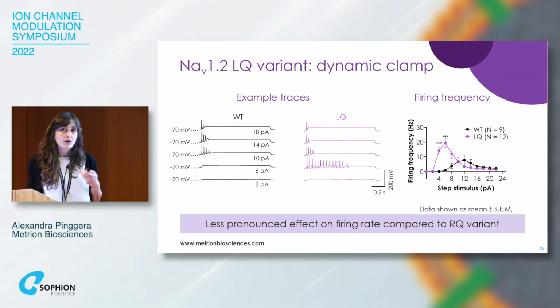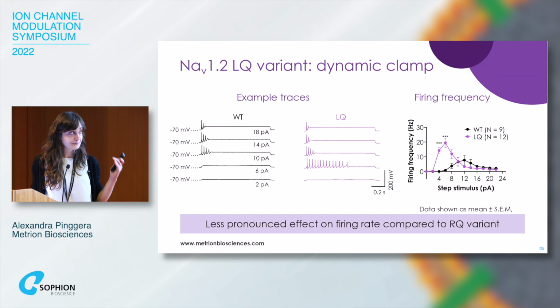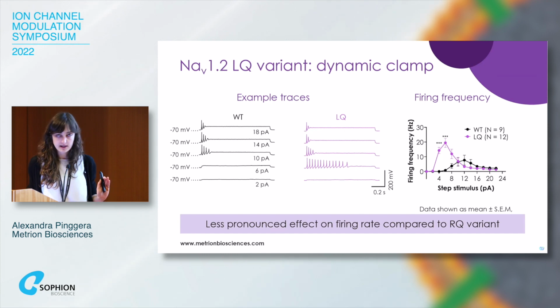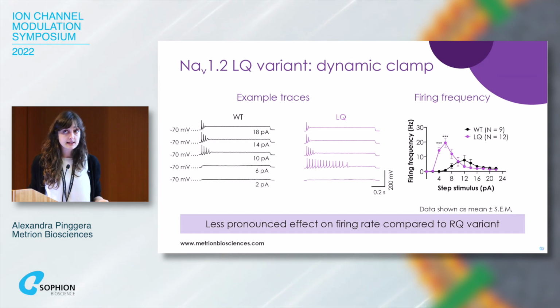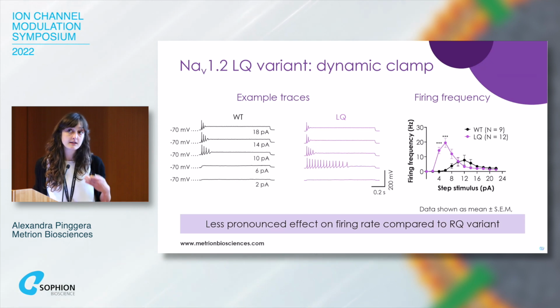The reason for this could be because we don't have faster inactivation kinetics, or it could also be due to a gating parameter which we haven't investigated, compared to the previous mutation. And so this also shows us that this dynamic clamp approach is sensitive enough to dissect differences between different variants, so gating differences between different variants.